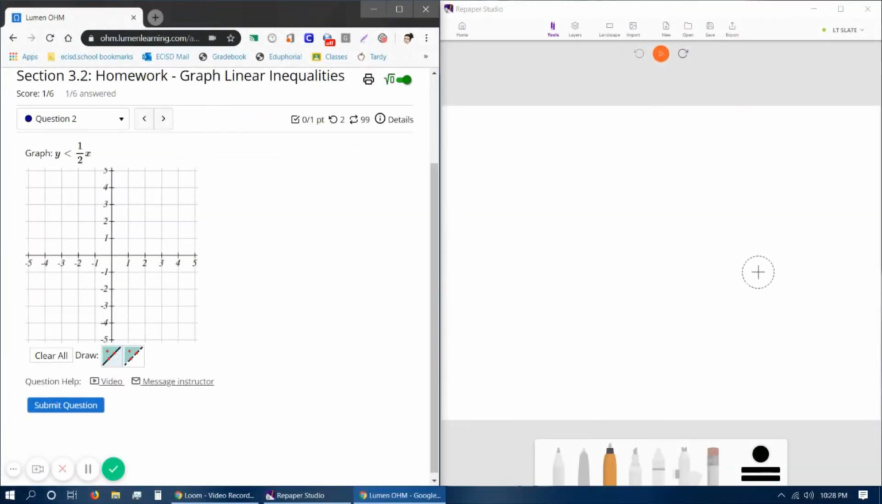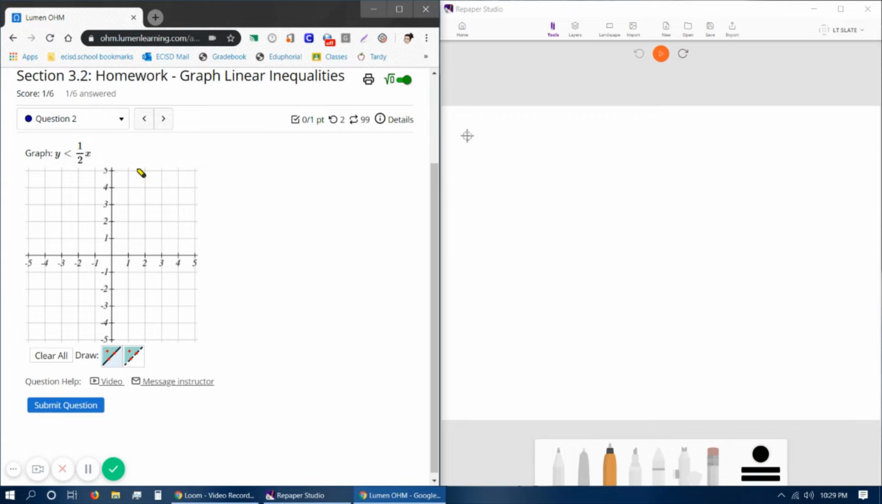This second question is similar to the first. We need to graph an inequality. However, this equation has a y and an x. Since it's still in y equals format, we can start by identifying the slope and y-intercept. Remember that the number in front of x is our slope, and the number by itself is our y-intercept.